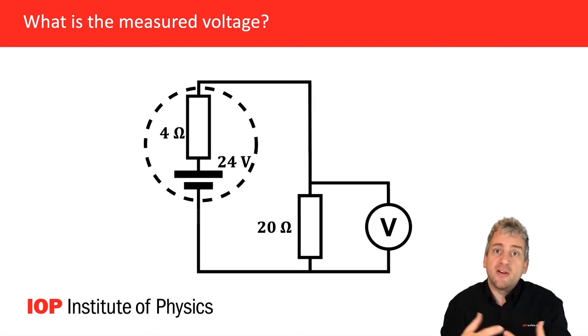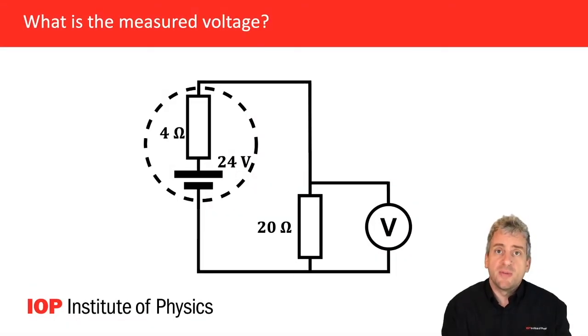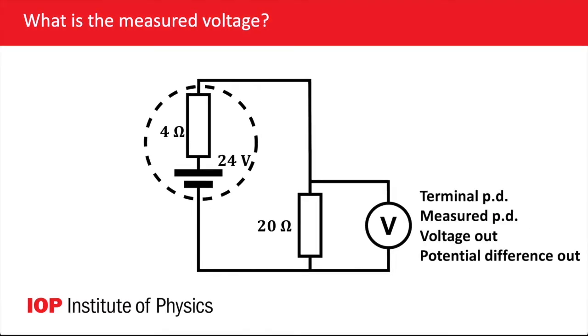And so if we can get our students to understand that that internal resistance is effectively becoming a potential divider, then students will be in a really strong position to figure out why the measured potential difference will be lower than the electromotive force. So I called it the measured potential difference here, but it's also often called the terminal potential difference. Sometimes it's referred to as the voltage out or the potential difference out.